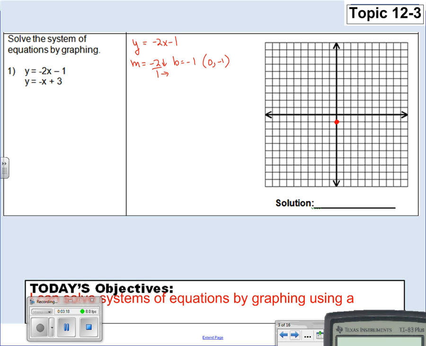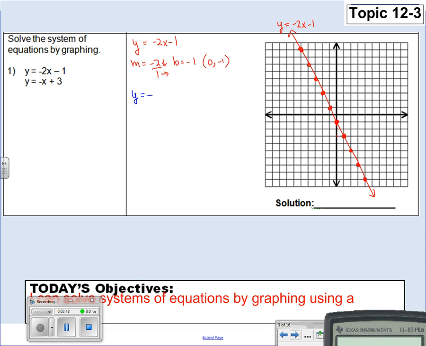From our beginning point, we're going down 2, to the right 1, down 2, to the right 1, down 2, to the right 1. We're going to fill in our entire graph, so we'll go back to the beginning point and do the opposite: up 2, to the left 1, up 2, to the left 1. So we continue to follow the pattern. This gives us our first line, y equals -2x minus 1.